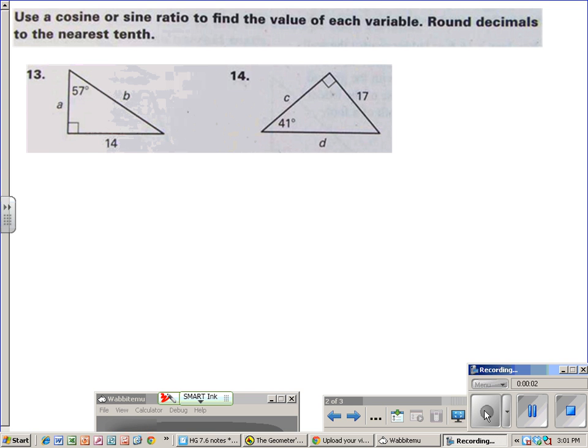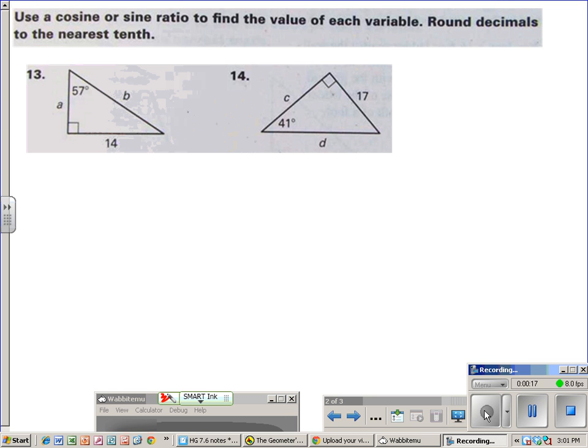Hello again. Second video for section 7.6, talking about sine and cosine ratios. So, some examples. The directions say use a cosine or a sine ratio to find the value of each variable, round decimals to the nearest tenth.